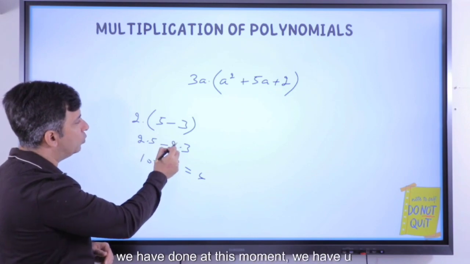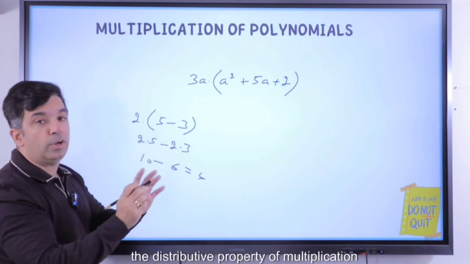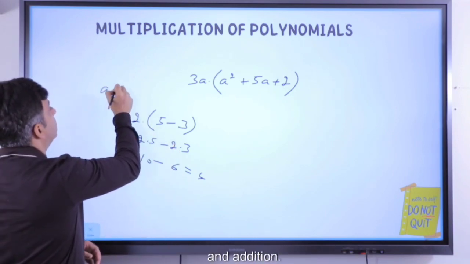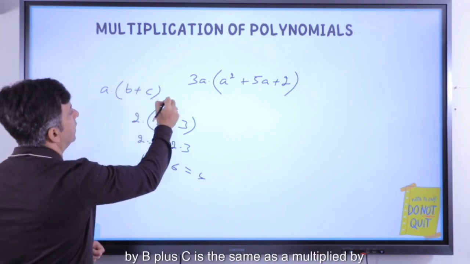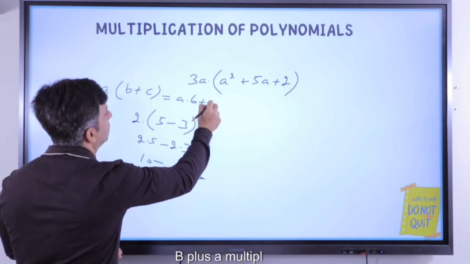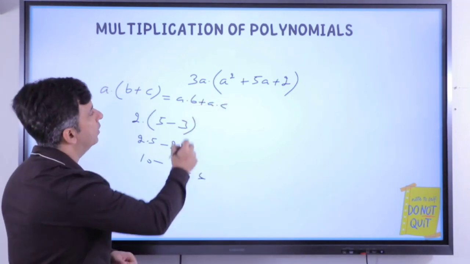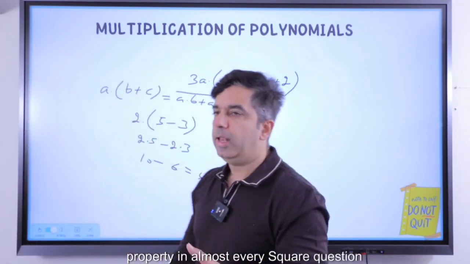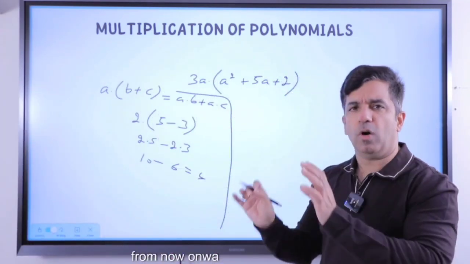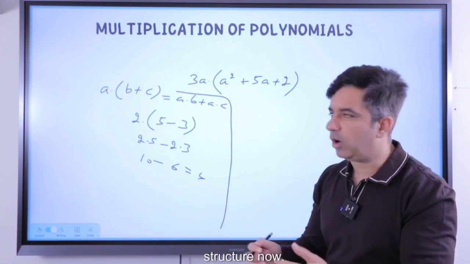So what we have done at this moment, we have used the distributive property of multiplication and addition, which actually gives us that a multiplied by (b plus c) is the same as a multiplied by b plus a multiplied by c. So we are going to use this distributive property in almost every question from now onwards, and it is a very basic structure now.